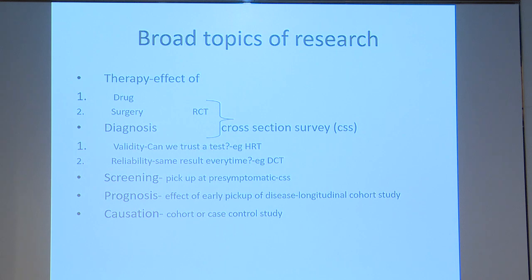When you're looking at prognosis, what is going to happen in the future, then you have to have a longitudinal cohort. And when you're looking at causation, you'll want a cohort study, 2 cohorts. One is exposed to something, one is not exposed to that thing, or a case control.